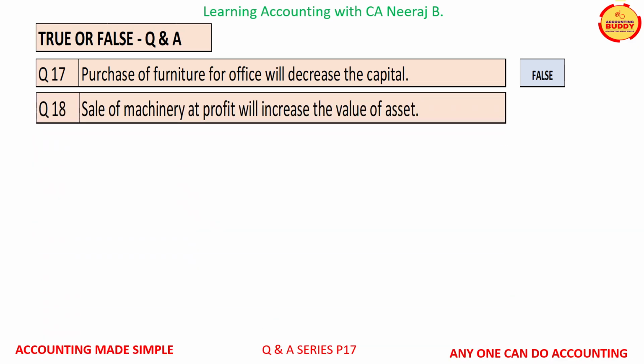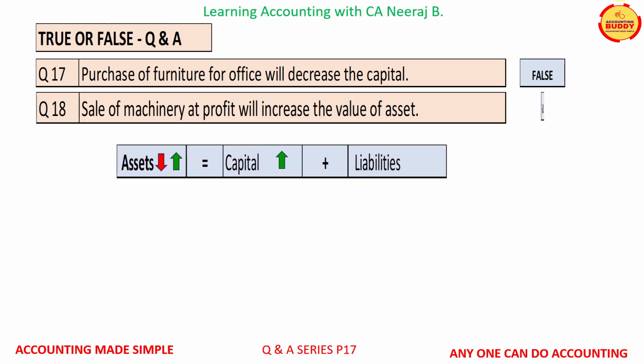Question number 18, sale of machinery at profit will increase the value of the asset. This is again a false statement. When the machinery is sold, the value of the assets of the business will be reduced. The asset value will be increased with the proceeds received from the sale of the machinery, either in cash or in the bank account of the business. The profit earned on the sale of the machinery will increase the capital of the business.